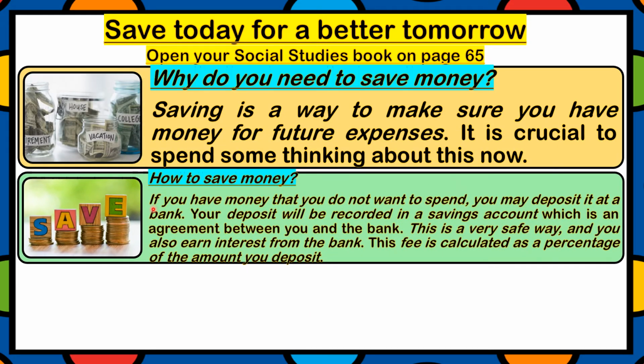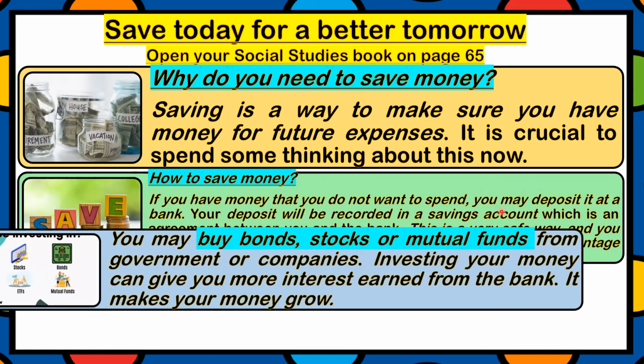So how to save money? If you have money that you do not want to spend, you may deposit it at the bank because in return the bank is going to give you interest. Your deposit will be recorded in a savings account, which is an agreement between you and the bank. This is a very safe way, and you also earn interest from the bank. The interest is calculated as a percentage of the amount you deposited, so it always depends on how much you deposited in the bank, class.